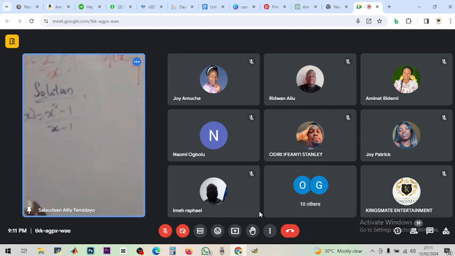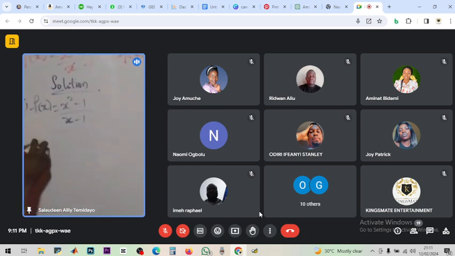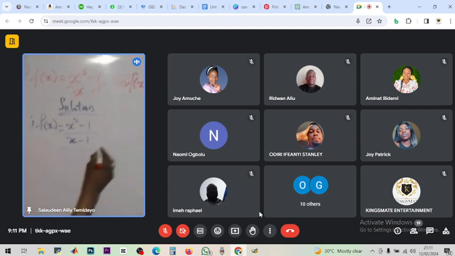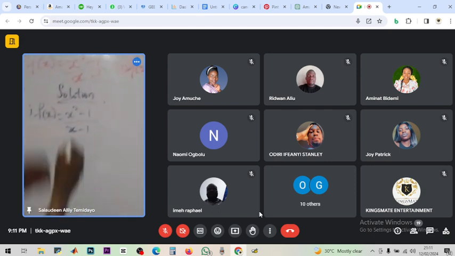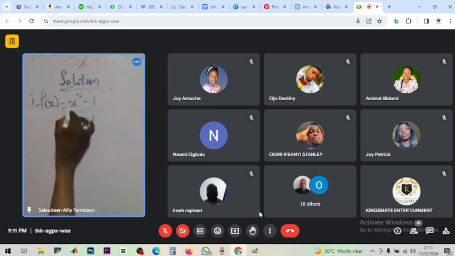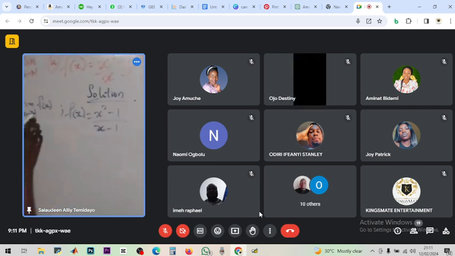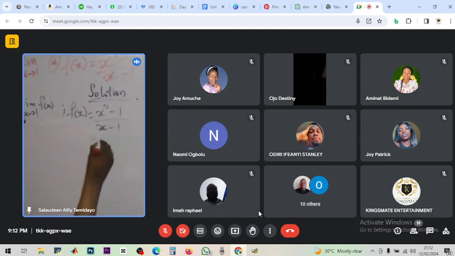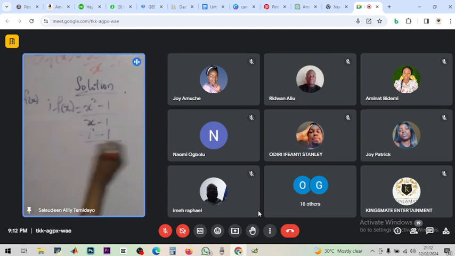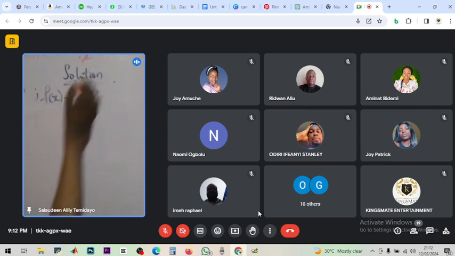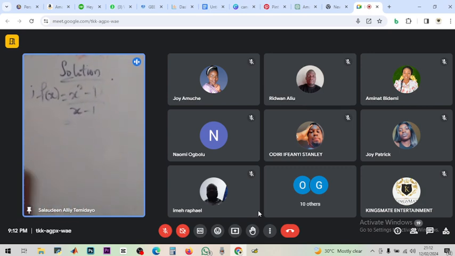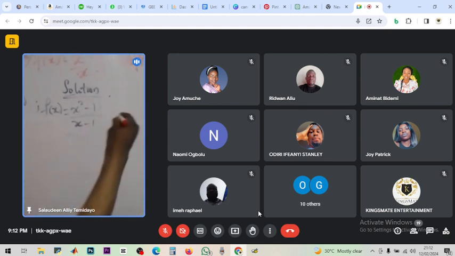x squared minus 1 over x minus 1. I can't just do this straight. So what I was explaining is that if I say limit x to 1 and I come and say 1 squared minus 1 over 1 minus 1, I'm going to have 0 over 0 as my answer, which is a problem. And so now I'm coming back here and saying I have to factorize the numerator first. So to factorize the numerator, I'll have x squared minus 1.